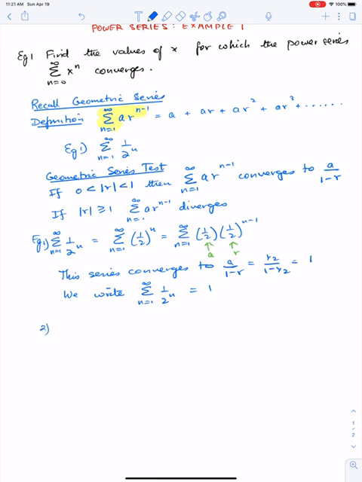Now what if you started with 0? n equals 0 to infinity 1 over 2 to the n. That's equal to, well, just plug in what 1 over 2 to the 0 will be, and that's just 1. So you have 1 plus summation n equals 1 to infinity 1 over 2 to the n, which we just did. So that's 1 plus 1 equals 2.